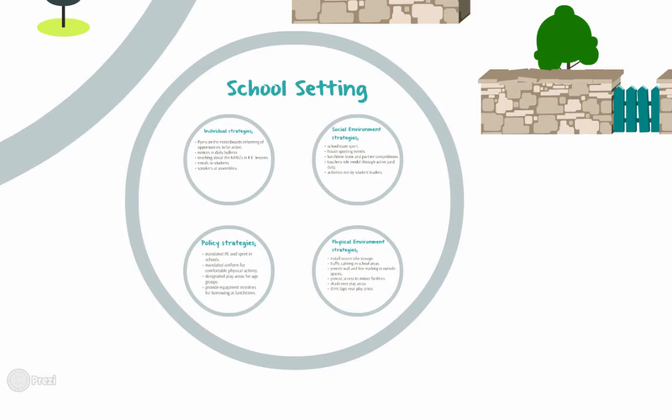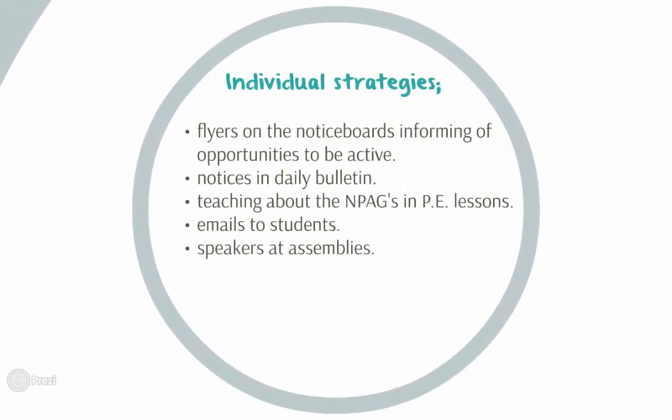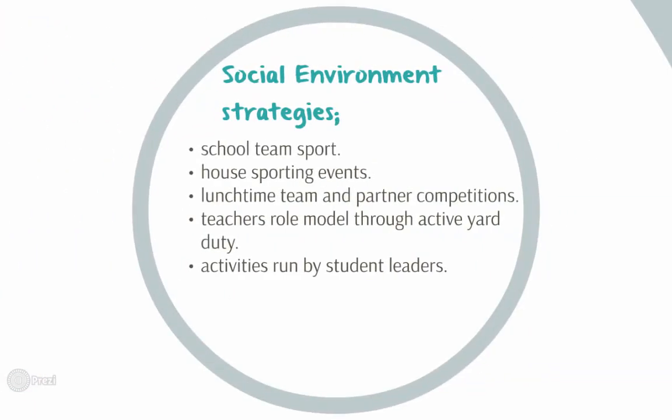If we have a look at school settings, individual strategies include things like flyers on notice boards informing of opportunities to be active, notices in the daily bulletin, teaching about the National Physical Activity Guidelines in PE lessons, emails to students. Most schools now have a global email system, so you can email students, staff, everyone, speakers at assemblies. Social environment strategies include things like school team sport, house sporting events, lunchtime team and partner activities, teachers role modelling through active yard duty, activities run by student leaders, staff versus student games. There's lots and lots.